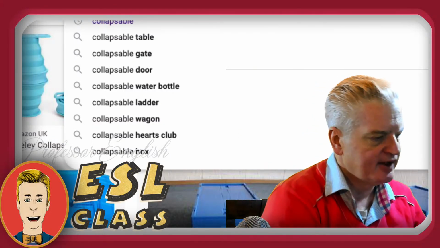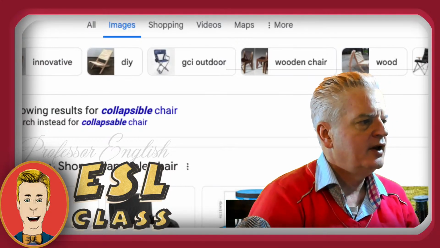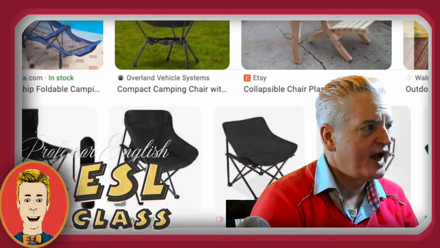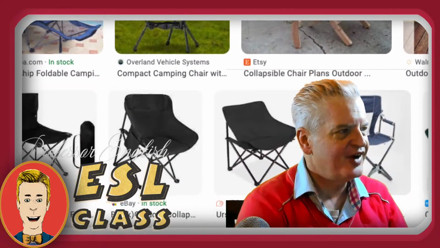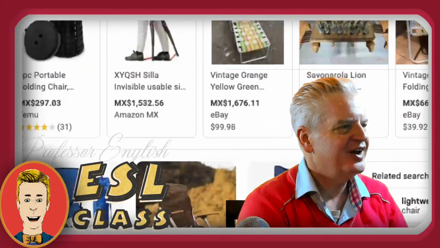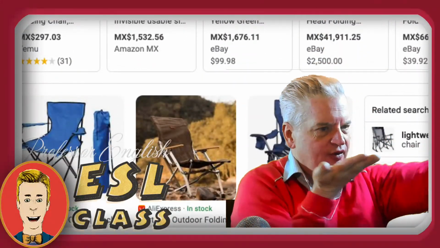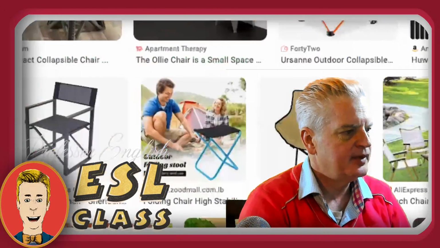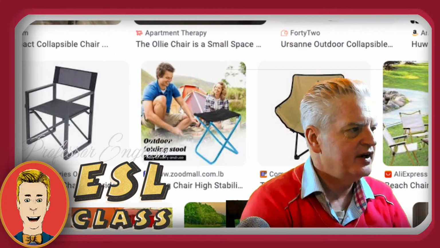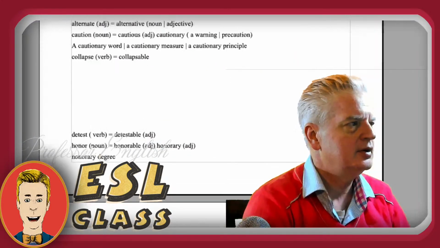Let's take a look at another example here. A collapsible chair. So actually, when you add able to collapse, it becomes a very positive thing, a very convenient thing. These are collapsible chairs because you can make them go from big to flat. These are collapsible items. So it's not bad at all. It's a very convenient thing to have a collapsible chair or a collapsible bowl.